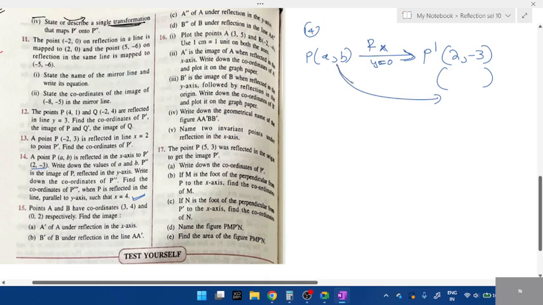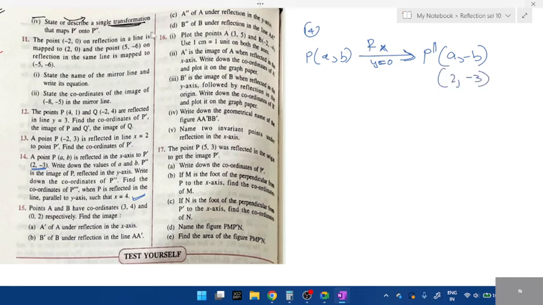No. Here. Just ignore that. First keep this 2 comma minus 3 as it is. First tell me this point, students. After reflection, what did you get? A comma minus B. But A comma minus B is not the actual answer. What is A comma minus B given? 2 comma minus 3. Now let us compare.